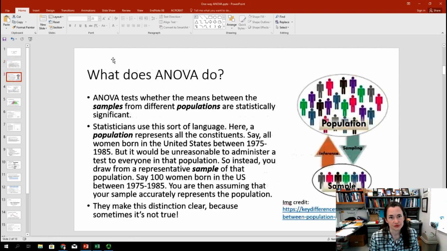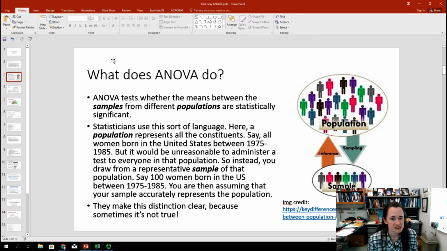So what does ANOVA do? Well, ANOVA tests whether the means, or the averages, between samples from different populations are statistically significant. Now let's unpack some of that jargon there. Statisticians use this sort of language all the time, but you might not be used to it if you've never had statistics before. So we define a population as something that represents all the constituents that might fall into that category. So for example, all the women born in the United States between 1975 and 1985.